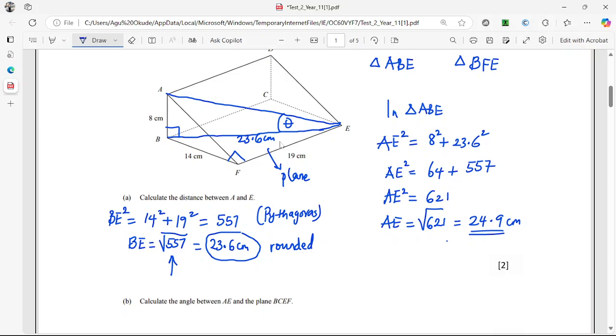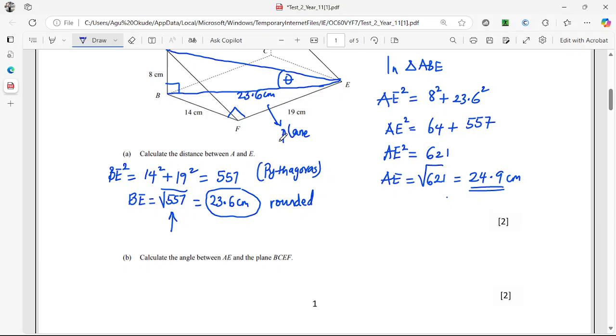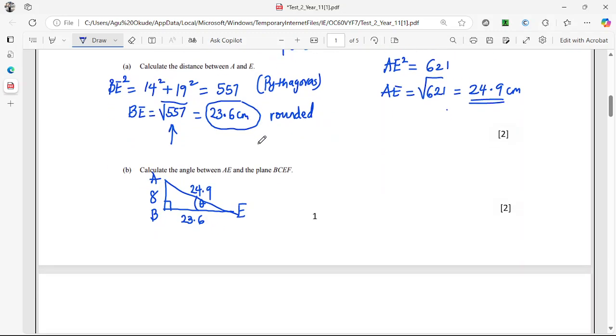You can say theta. Which means I'm going to pull out triangle ABE, just like so. So this is B, this is A, and this is E. The angle here is 90, don't forget. This is 8. I'm looking for my theta. Don't forget, we got the length of BE as 23.6, and we just got the length of AE as 24.9. Since I have all three sides, I can use any trig ratio. It's going to work, any one.